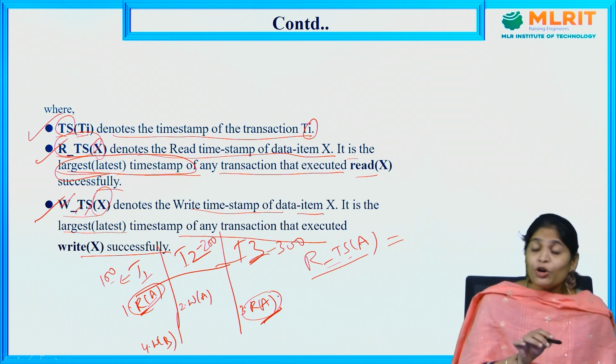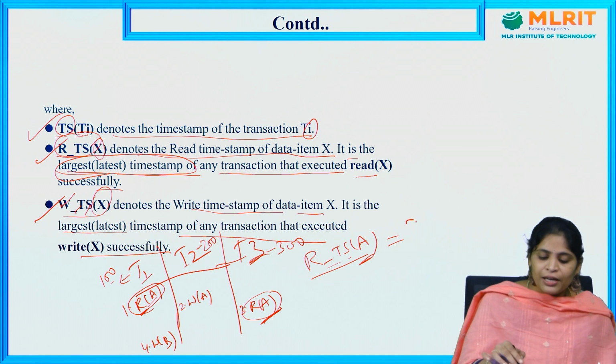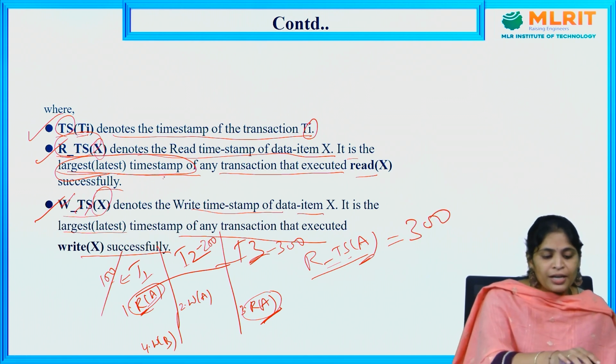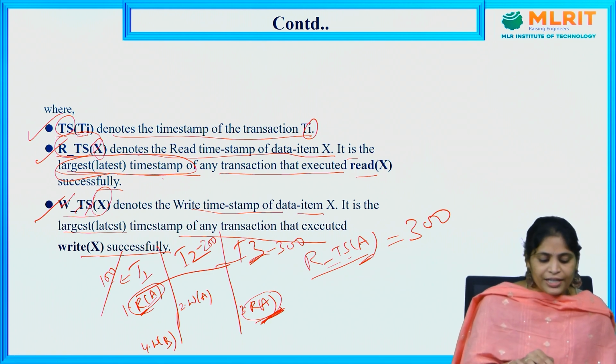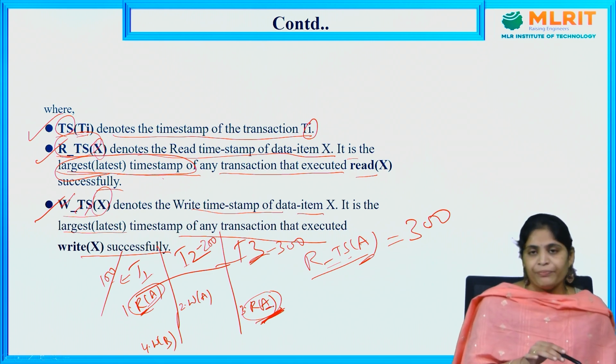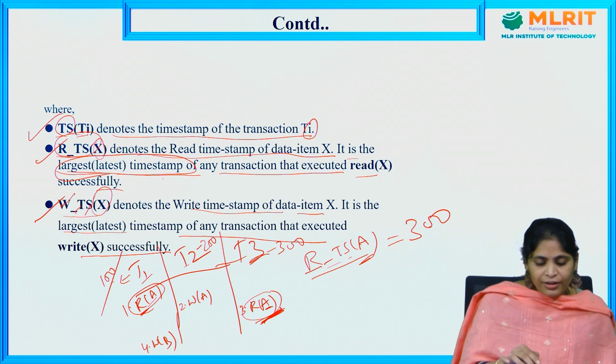So what is the value that we have to represent here? 300, not 100, that is 300. Why? Because we have to represent the latest timestamp value. So this is the latest one that has read the value A. That is why it is the read timestamp of A.